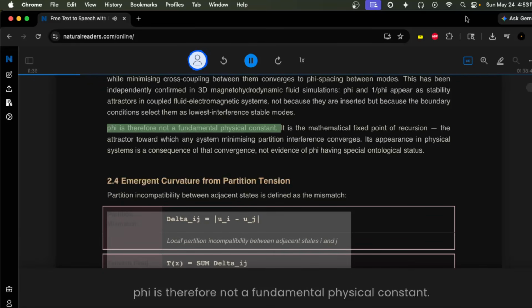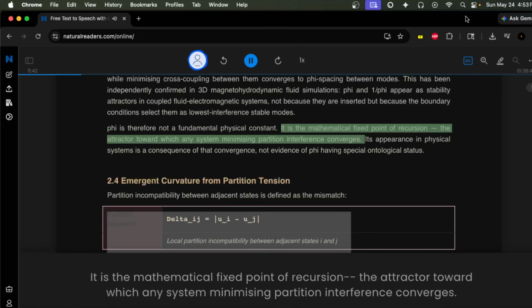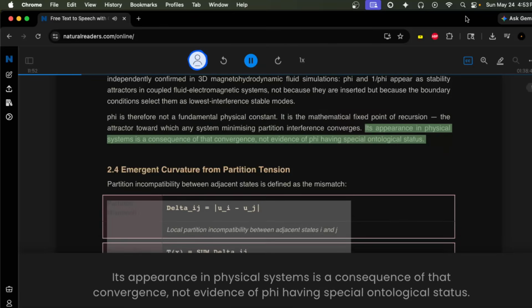Phi is therefore not a fundamental physical constant. It is the mathematical fixed point of recursion, the attractor toward which any system minimizing partition interference converges. Its appearance in physical systems is a consequence of that convergence, not evidence of phi having special ontological status.